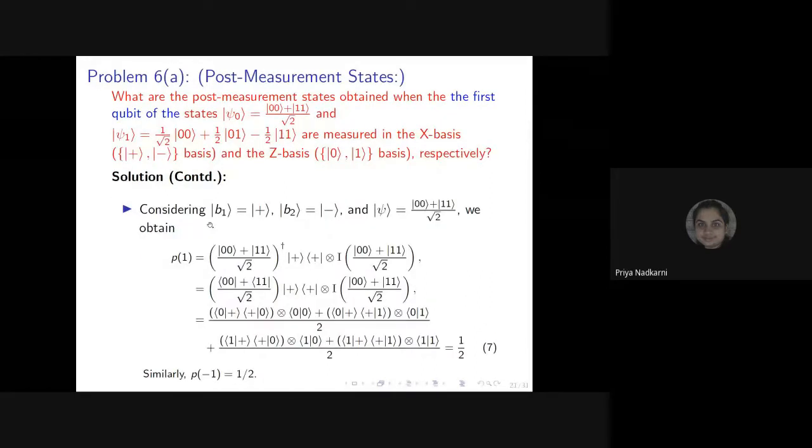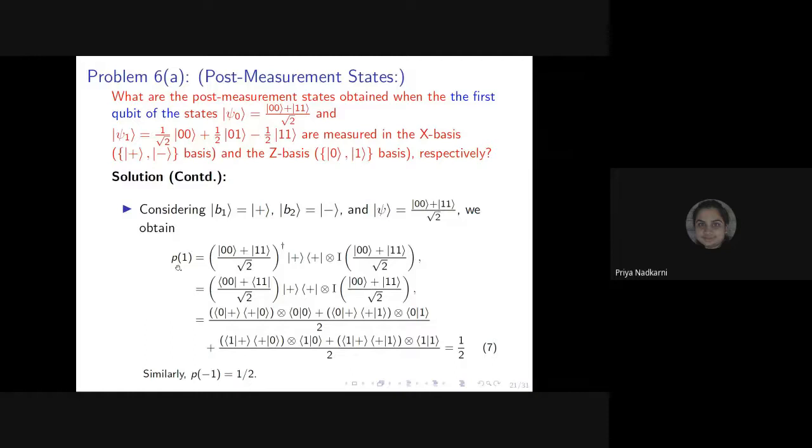So now let's look at the first problem, where we are considering the plus minus basis states, and we are considering psi equals the Bell state. So here B1 equals plus, B2 equals minus, and psi equals (|00> plus |11>) by root 2.